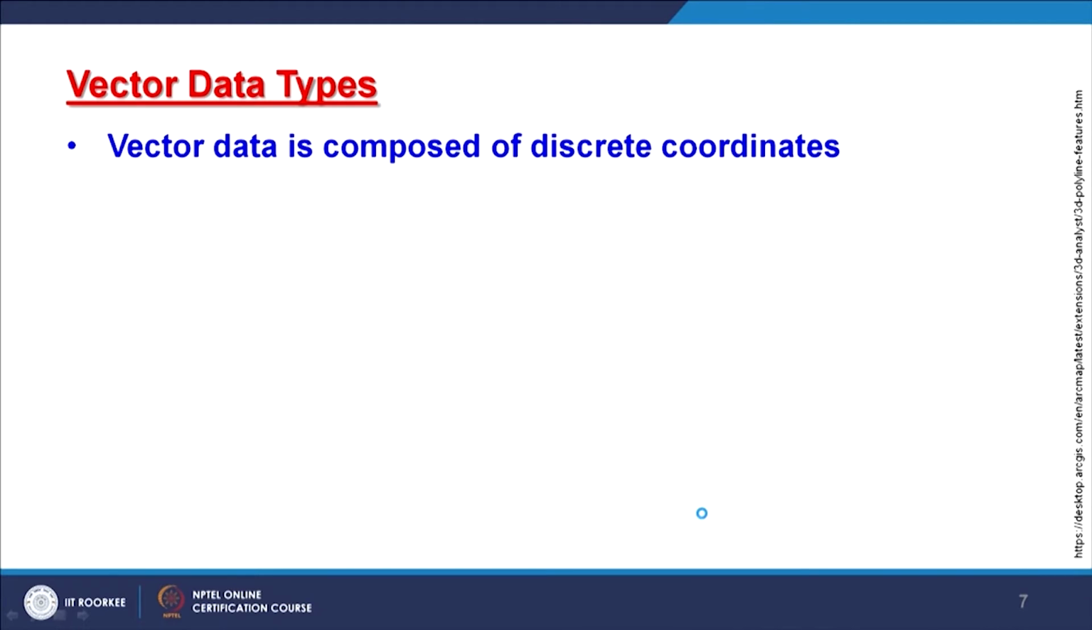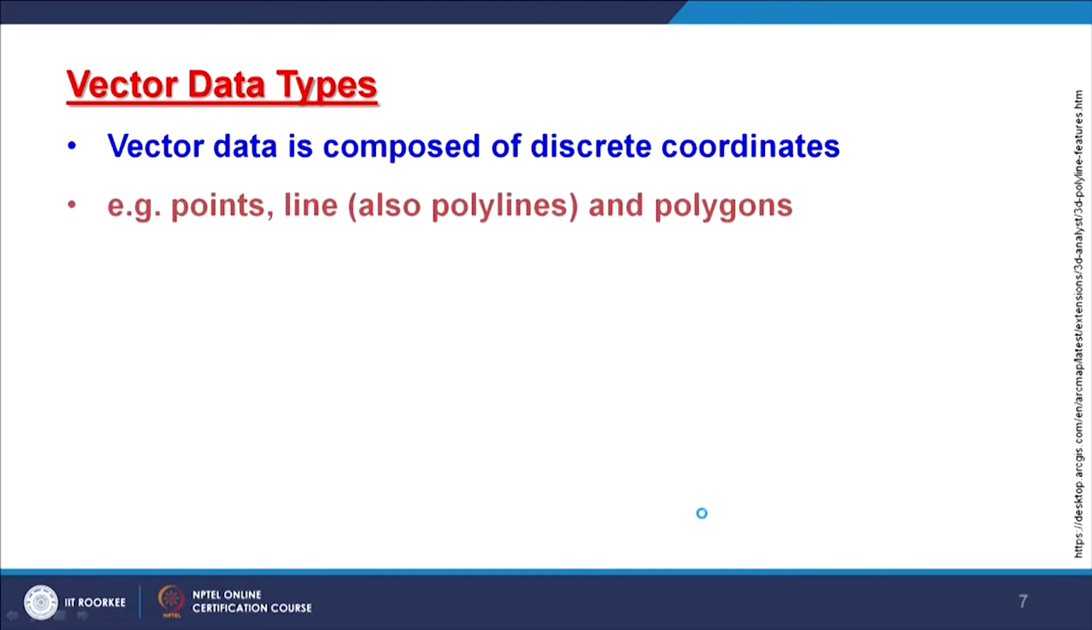Now, vector data types. In this discussion, vector is composed of discrete coordinates. I have already told you that vector entities in GIS vector data are discrete, not continuous, and examples are point, line, polygons. Between 2 points you do not have any information; between 2 lines, I gave the example of contours, you do not have any information; and within a polygon, if the boundary is closed, you do not have any information, except that you can measure the perimeter, you can measure the area, and one more piece of information you can have about a polygon is the centroid.